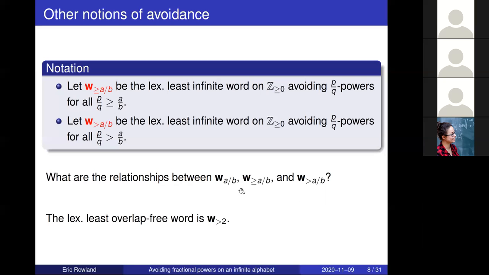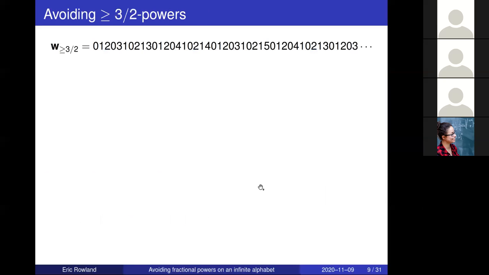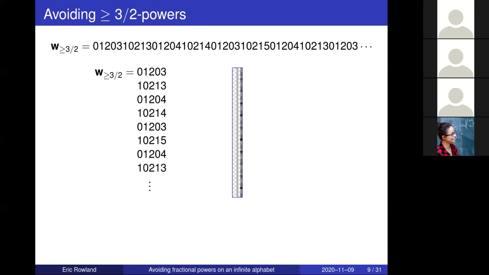But I will mention a couple of relationships between W A over B and W greater than or equal to A over B. So if we avoid greater than or equal to 3/2 powers, the word looks like this. And instead of breaking things into blocks of length 6, the right number here is length 5. So again, the first few columns are periodic. This last column is where all of the higher letters appear.